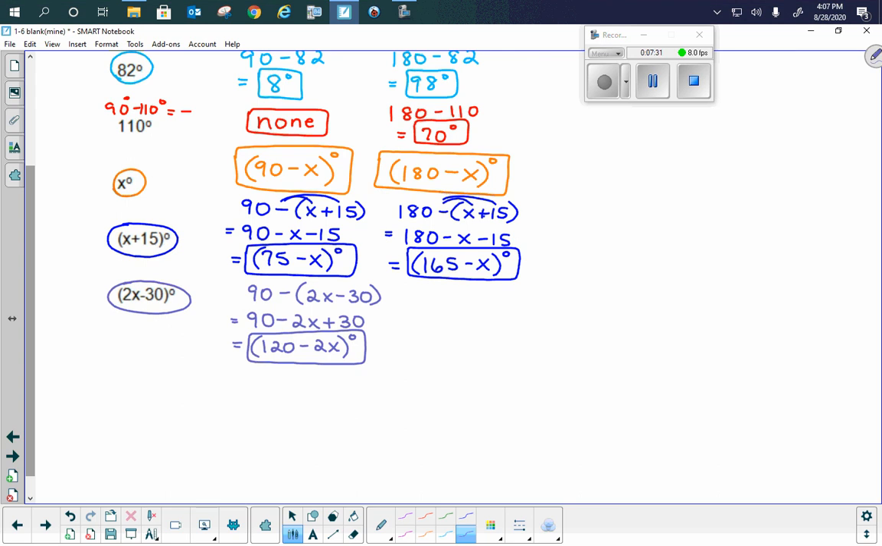If you hadn't turned off your video, maybe you now try your supplement yourself. You should be doing 180 minus the quantity 2x minus 30. Distribute your negative. So 180 minus 2x plus 30. And that should get us to 210 minus 2x, quantity, degrees.